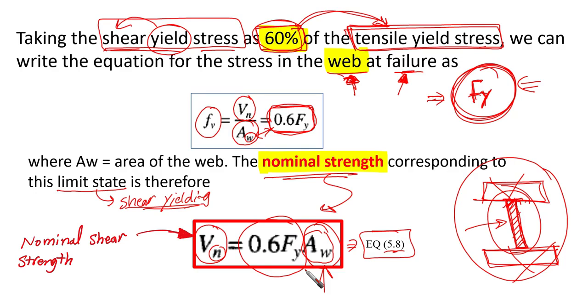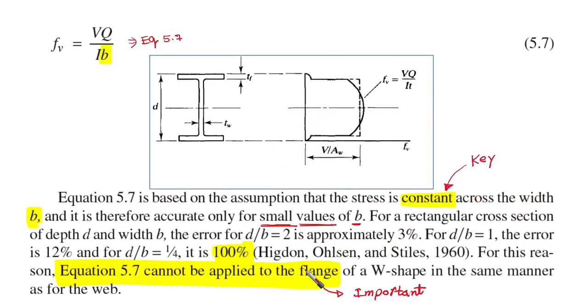Okay, now let's go to another slide, which gives some justification for what I've mentioned before, and gives us something important related to the equation, from the basics of mechanics of materials. Shear stress equals V times Q over I times B. As I said, take care of this B. This equation is only derived for thin cross sections. It's not for wide cross sections.